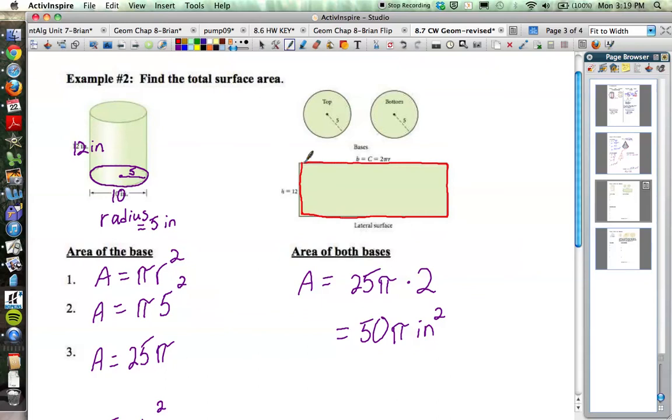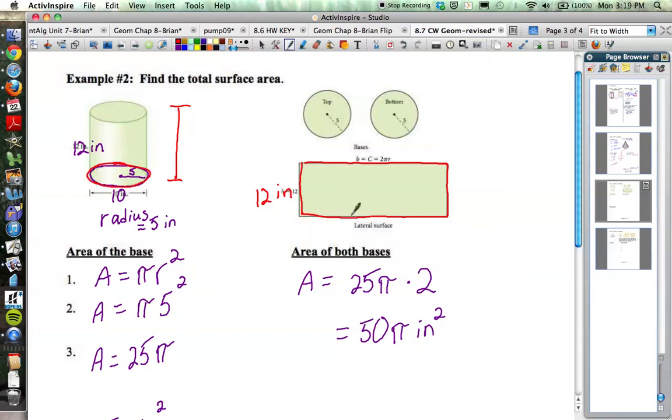Now, the rectangle in this problem will have a height that's the same as the height of our cylinder. So the height of this rectangle right here is still 12 inches. Now let's think about what the base length of our rectangle is. Remember, this really is like the label that came off of a soup can, so it's curving around the entire can. And so the base of this rectangle really is the circumference of this circle over here.